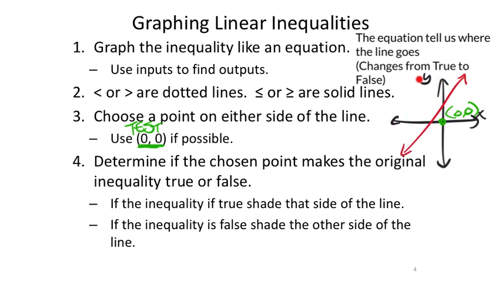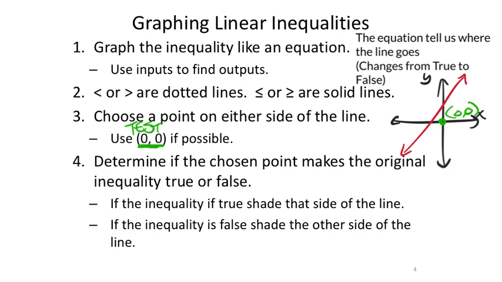So maybe the left side is true, maybe it's false, maybe the right side is true or false, but it can't be both sides of the line. So we test this point, which I would say is on the right side of the line. If I end up with something true, this goes to this fourth step here. If I test this point and it ends up being true, then I shade that side of the line. So if it's on the right side, I shade the right.